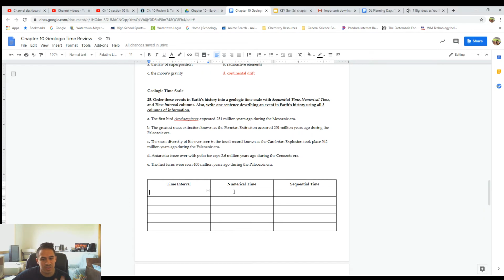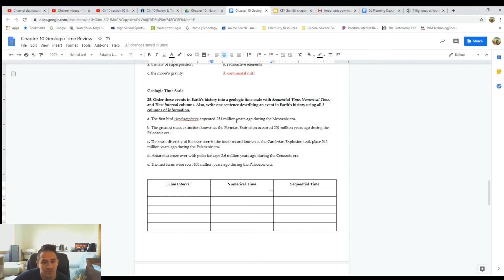So in the numerical time, we're going to have number of years. In the sequential time, we're going to have all the events. And in the time interval, we're going to have what time section they happened in. Okay. So numerical time, we're going to have youngest at the top, oldest at the bottom. So we're going to look at all these things and put their number of years in here from youngest to oldest.